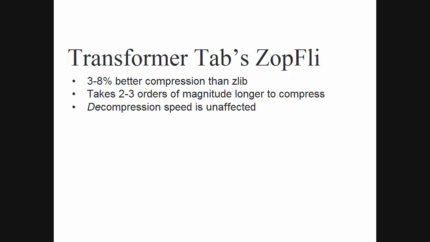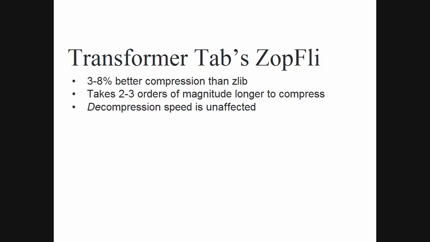Now, overall, the Google guys report seeing 3 to 8% better compression than zlib, and that's zlib on maximum, not zlib on fast. Zlib is the library that gets used by most people for doing most of their compression. It can take 2 or 3 orders of magnitude longer to compress, and so that's the reason that you don't see this being used for dynamically generated resources: it takes a lot more CPU. You're spending CPU to get better compression. So for things that are static resources in particular, you should absolutely be using Zopfli. For dynamic resources, probably not.